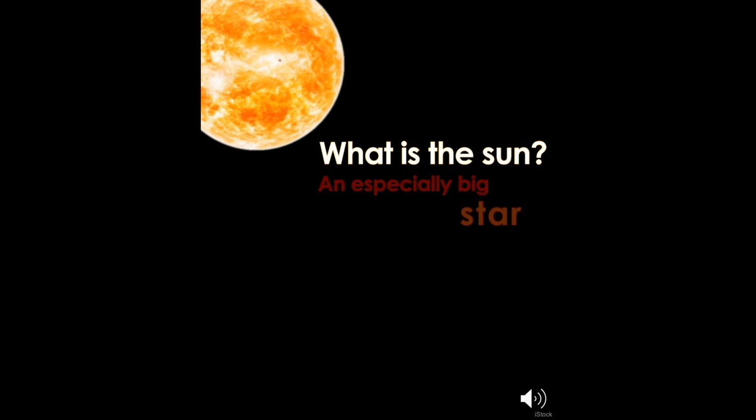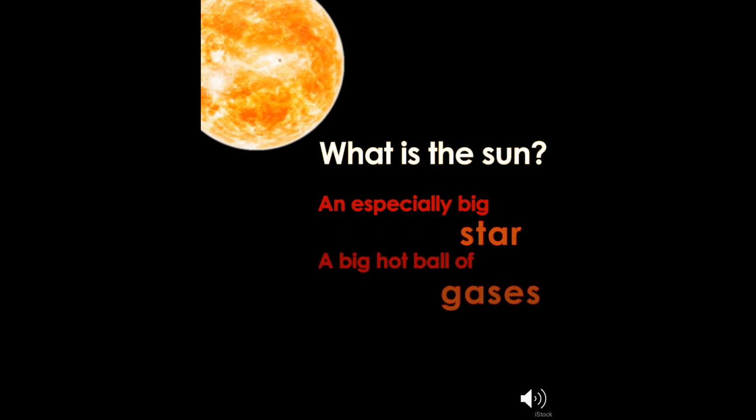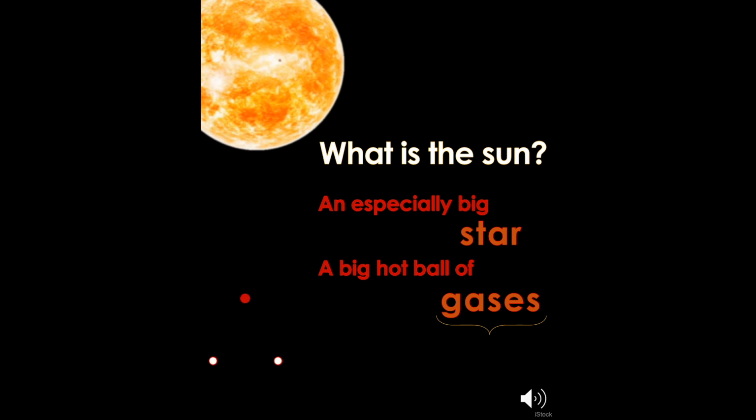It is an especially big star, which is a hot ball of gases. Let's focus on this word right here, gases, and do a little review. Everything in this world is made up of tiny pieces, so tiny that we can't see them with our eyes. These tiny units, called atoms, can join and rearrange with each other to make molecules. These molecules can then attract to others and form matter, which is just a fancy word for the stuff that makes up everything in the world. We will be using water molecules for our example.